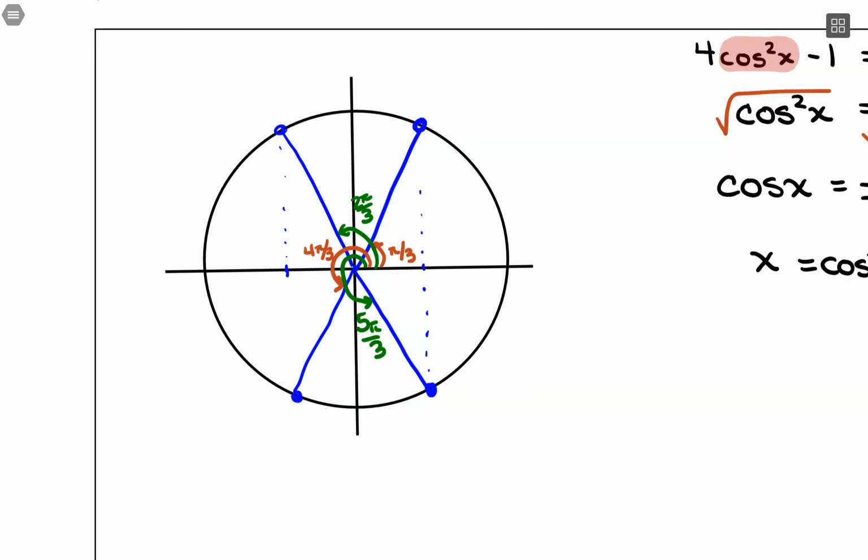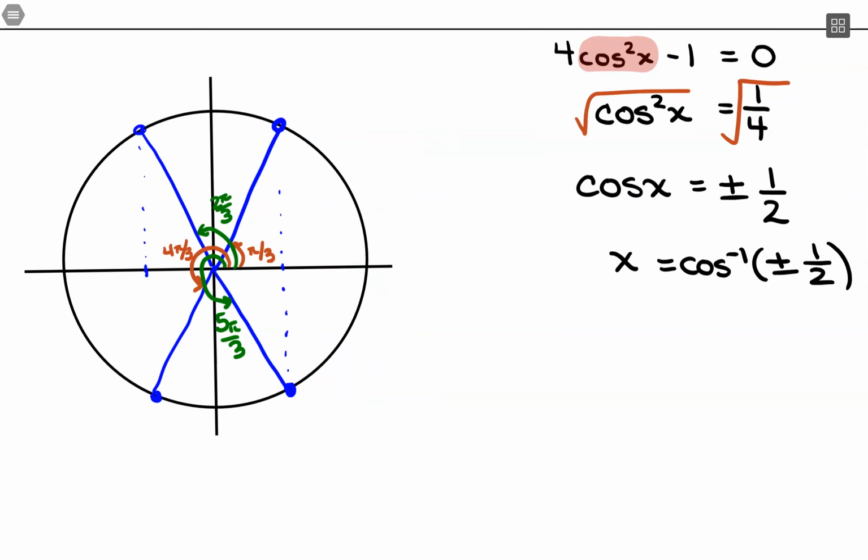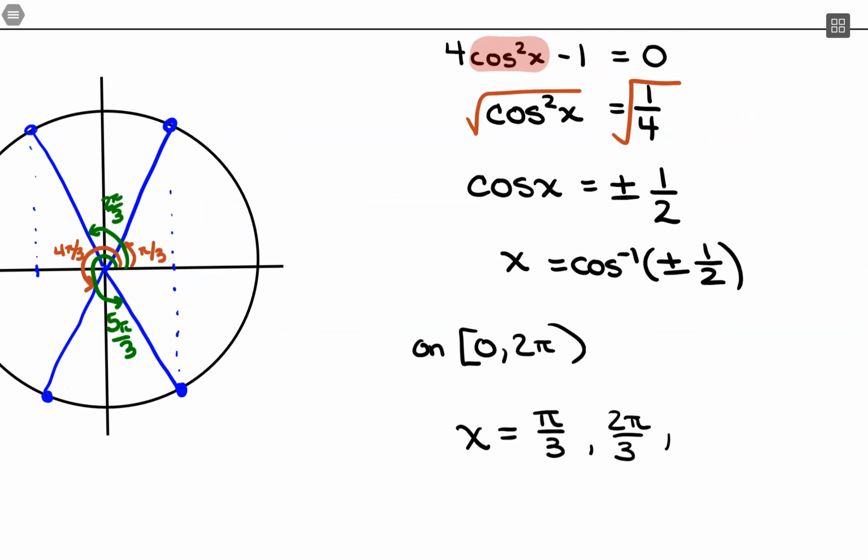All of those are possible solutions, and that will take care of all of our possible solutions on 0 to 2 pi. So let's go ahead and make that list. That angle x can be pi over 3, 2 pi over 3, 4 pi over 3, or 5 pi over 3.